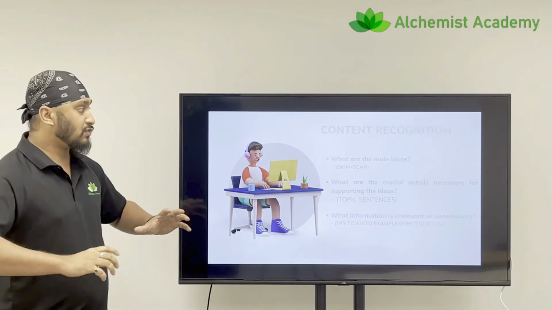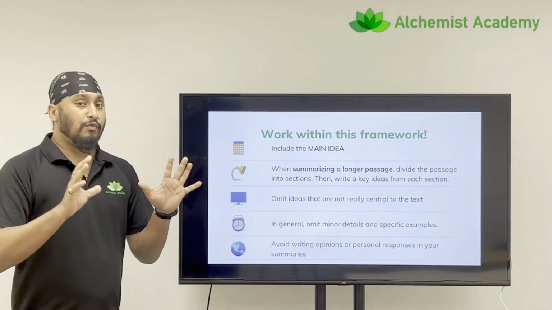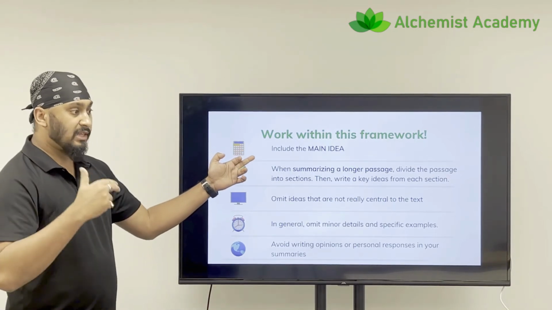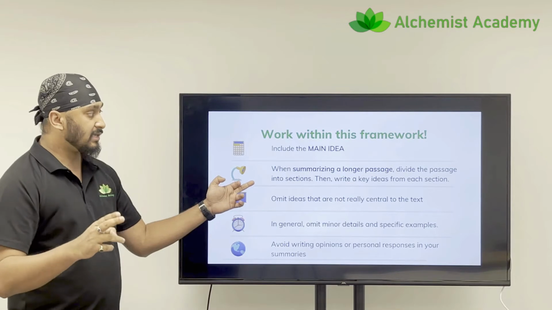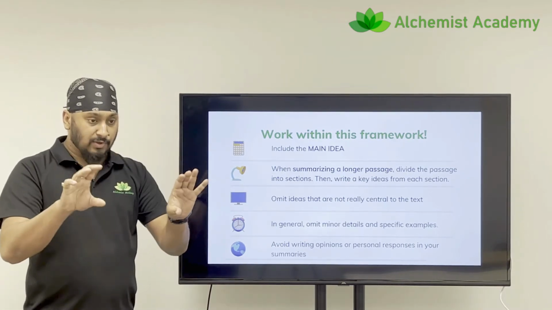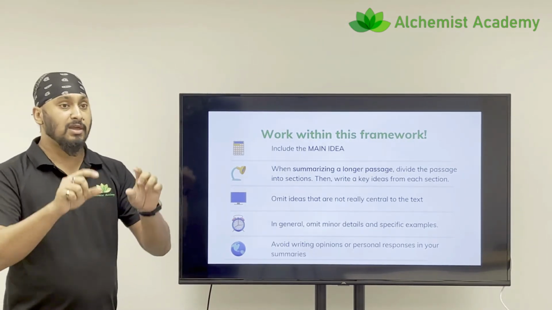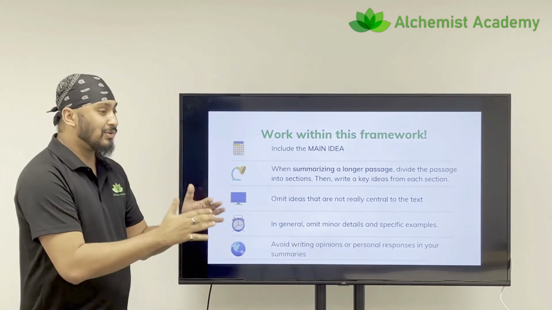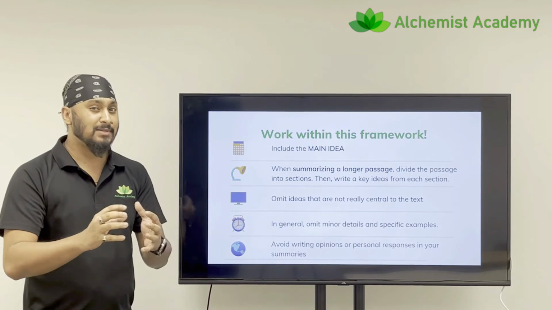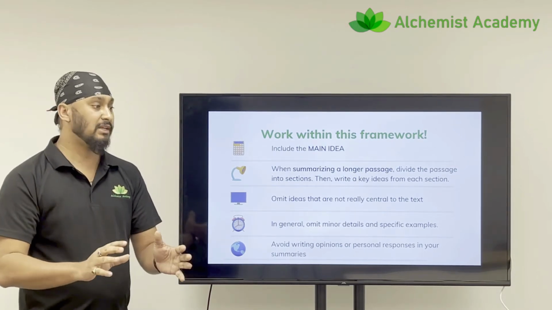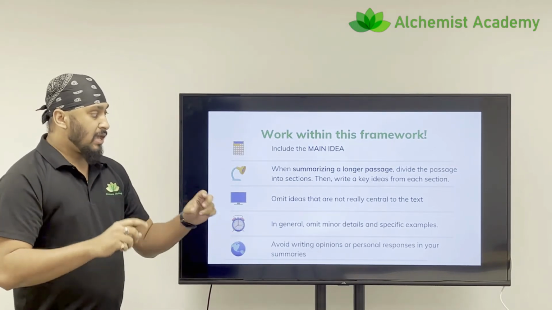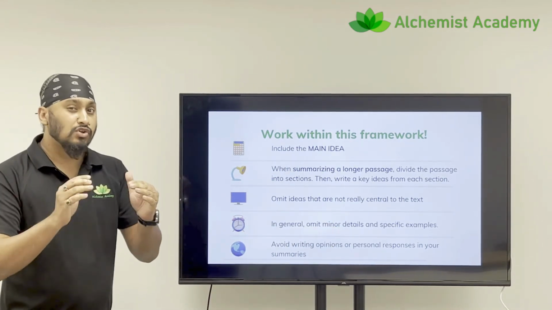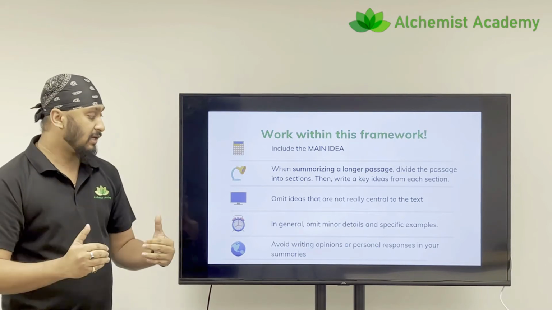If you go forward, I just want you to remember a couple of things. Whenever you're doing a summary, try to work within a framework. The framework is simple: include the main idea. That means identify the main idea. The second thing is, when you summarize passages that are really long or have multiple paragraphs, try to extract the key idea from each paragraph. Omit ideas that are not really central to the text. Sometimes some ideas are repeated too many times. Try to avoid them. In general, try to omit minor details or very specific examples. I'm not saying you must, because sometimes the content can be there.